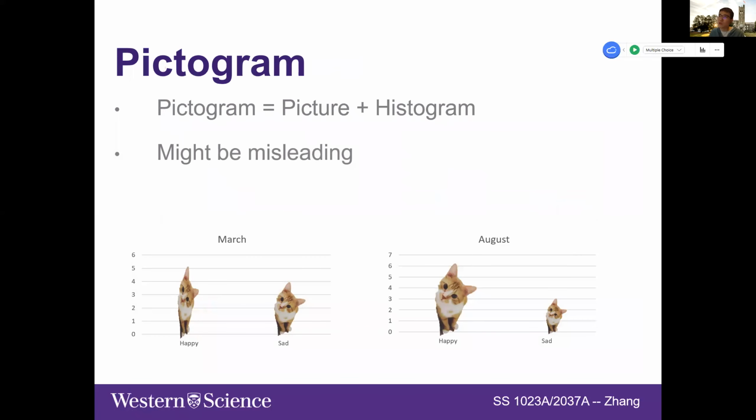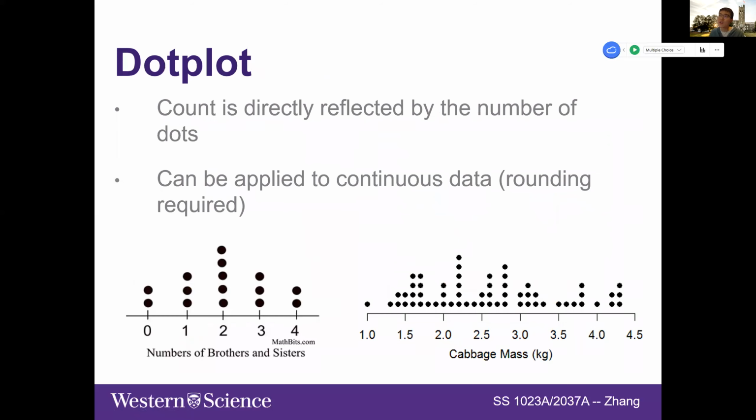And of course, there's a lot more variation. Another variation is called the dot plot. Instead of putting a number on the y-axis, we directly use dots to represent our count. In this case, the count is directly reflected by the number of dots. That's why we don't need a y-axis over here.